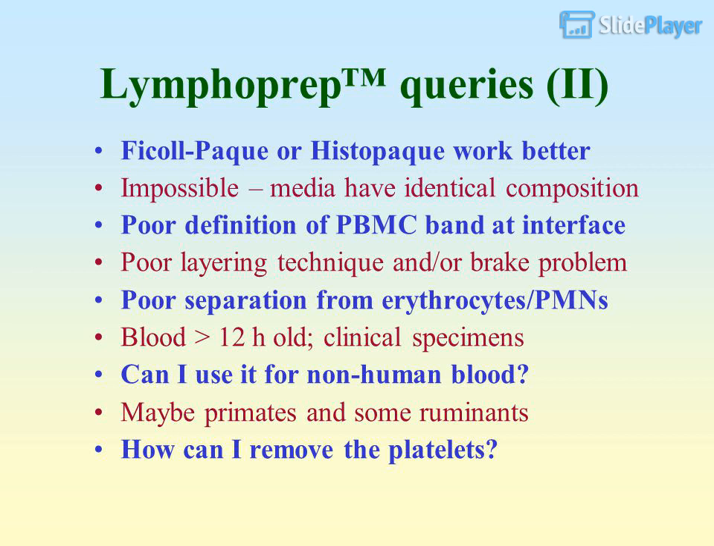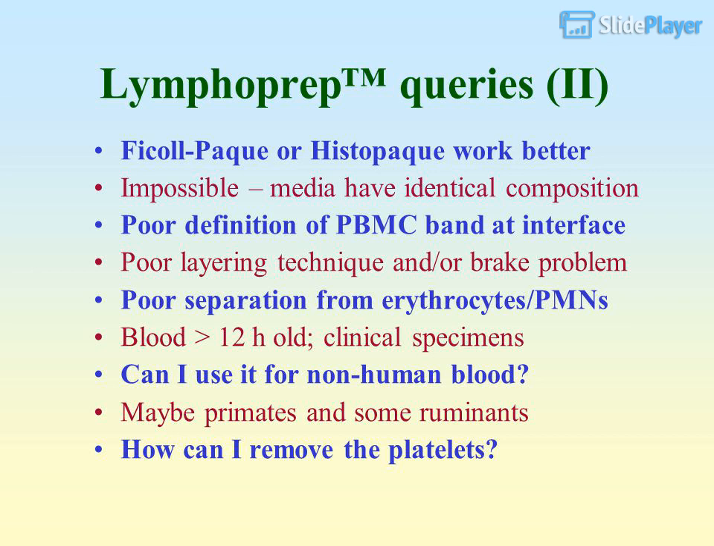Lymphoprep, or Nycoprep 1.077, is recommended for blood from other species, although some publications have reported its use for monkey blood. Anecdotal evidence also suggests that it has been used for bovine and equine blood. For blood from rodents and rabbits see slides 31 and 32.